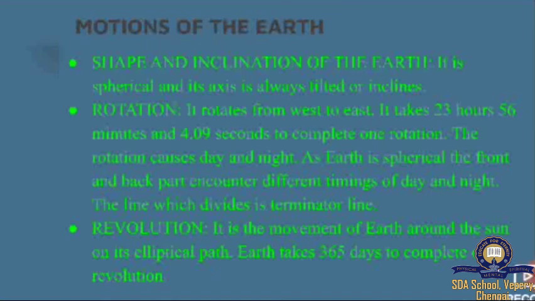Revolution of the Earth. It is the movement of Earth around the Sun on its elliptical path. The Earth takes 365 days to complete one revolution. And that makes a year.